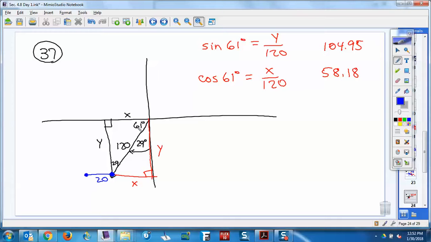Now, what does it want to know? It now wants to know, from the port, which was here, what's its bearing? We're going to give the bearing the same way it's given. So the ship's bearing and distance. So what do you think now?